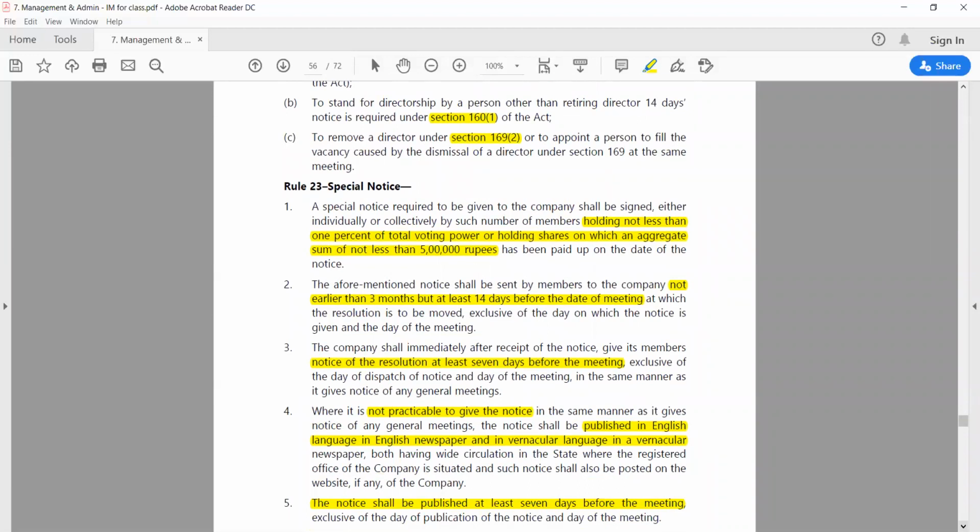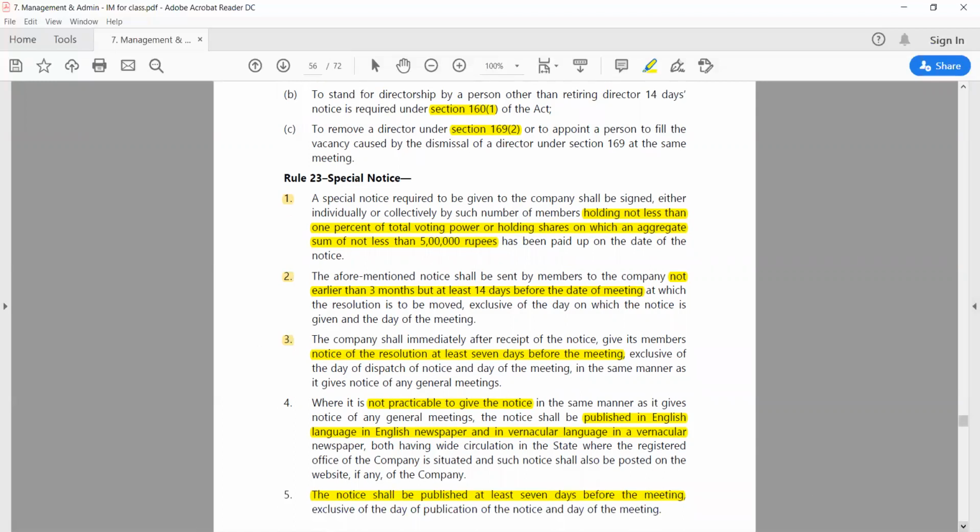If it is to be even shorter, you can also pass it by 7 days' notice. So you can remember it in multiples of 7. First we told 21 days, then we told 14 days. Then you should ensure at least 14 days before the meeting and give the members the resolution. If it is as quick as that, it can also be done at least 7 days before the meeting. The special notice should always be concerned with the 5 lakhs and 1% of total voting power. We have already covered this point. The second point we just now covered: not earlier than 3 months, way before 1 quarter itself, you should not send, but at least 14 days should be there before the meeting. The third point, also multiples of 7, so 7 days it should be done.